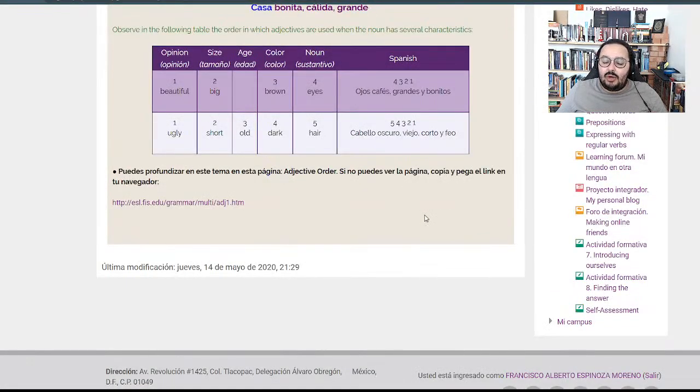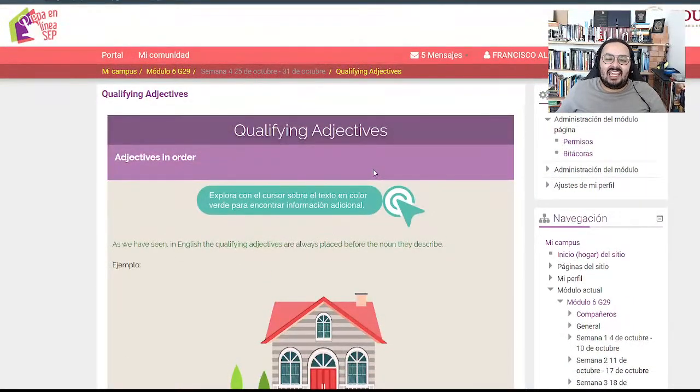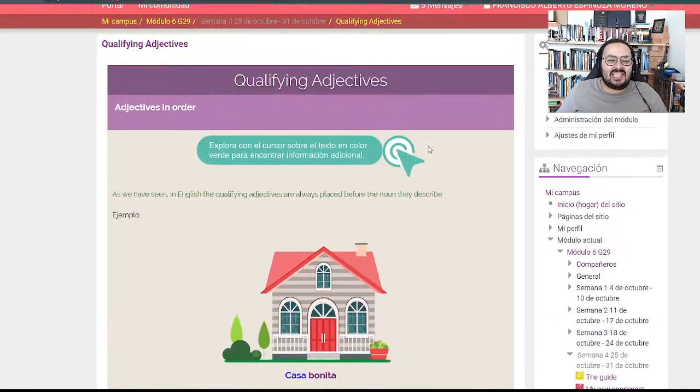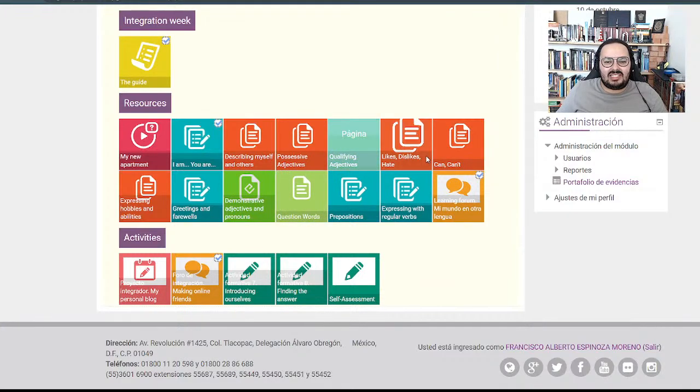And I know that you pay a lot of attention to the order, because on the homeworks I already checked. The order is quite good, but on this occasion, in this actividad integradora, which is the last of this module, you have to bring back the order of the adjectives while describing yourself and others. Okay. Now, let's go to the following resource, which is likes and dislikes.